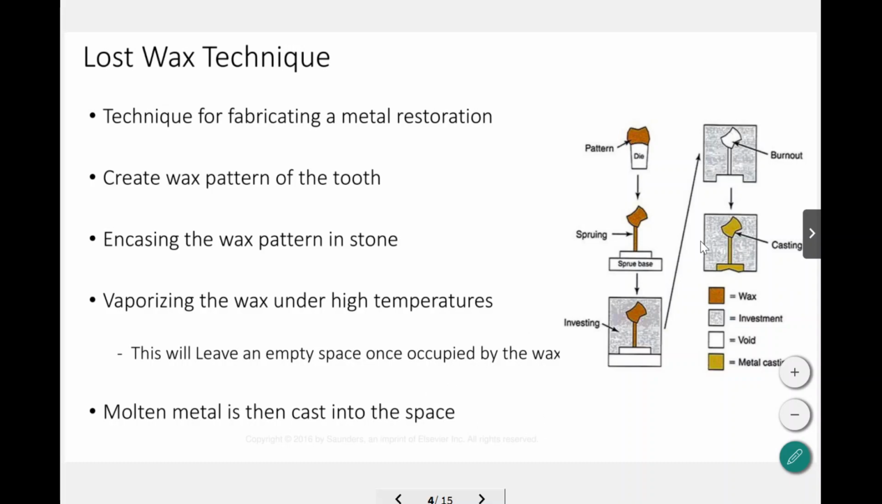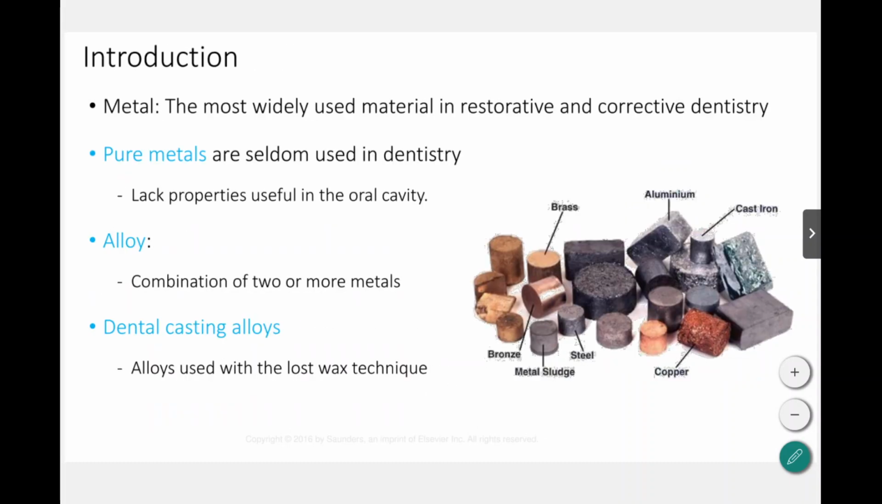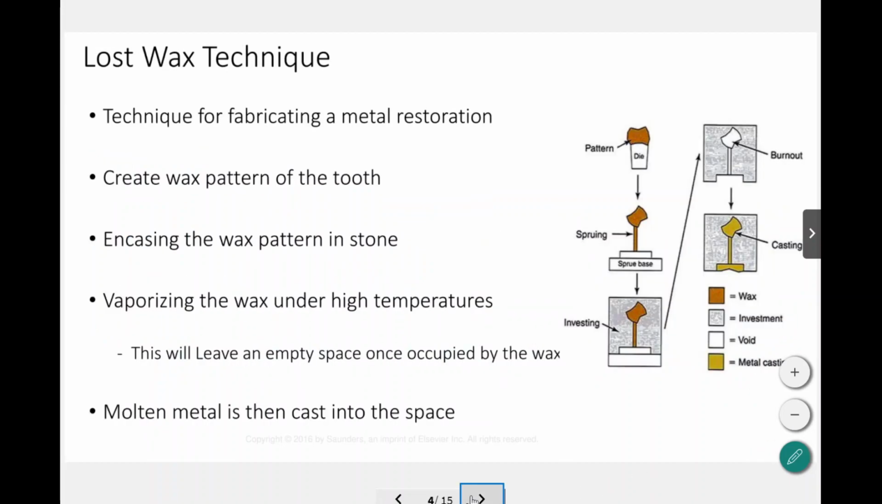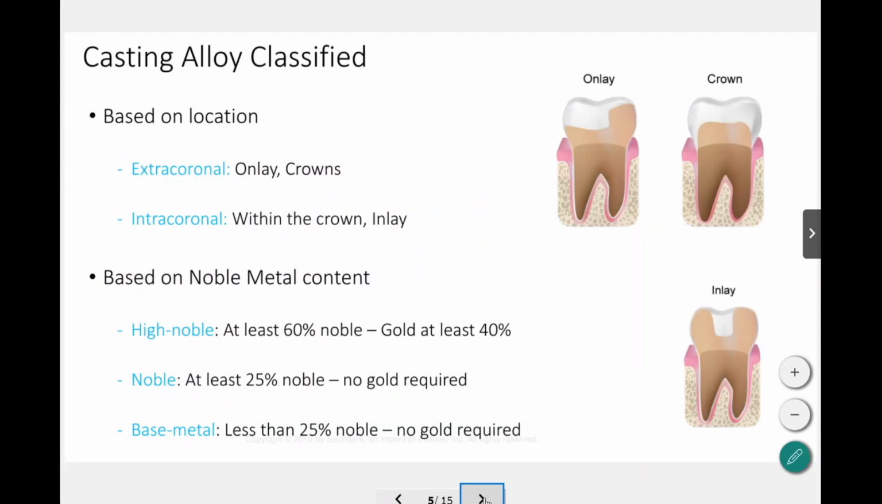So that's the lost wax technique, and the alloys that are used with the lost wax technique, we call them the dental casting alloys. Okay, moving on. These casting alloys can be extracoronal, which means outside of the crown, kind of, or covering the crown, or it can be intracoronal, which is inside. And the main thing that is extracoronal definitely are the crowns. So the crown covers the whole thing, right?